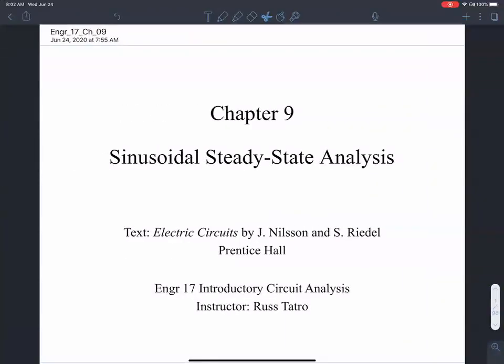We're going to start a new chapter today, chapter 9, Sinusoidal Steady State Analysis. So far we have been looking at DC sources, the voltage or the current sources whose value was not a function of time. It was a constant value, 5 volts, 3 amperes, so on and so forth.